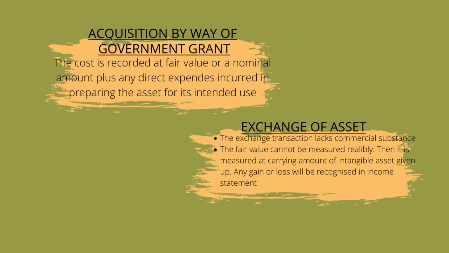And then for the government grant, the grant is recorded at fair value or a nominal amount plus any direct expenses incurred in preparing the asset for its intended use. And then lastly, exchange of asset. Its cost is the fair value unless the exchange transaction lacks commercial substance or the fair value cannot be measured reliably. Then it is measured at the carrying amount of the intangible asset given up. Any gain or loss is recognized in the income statement.